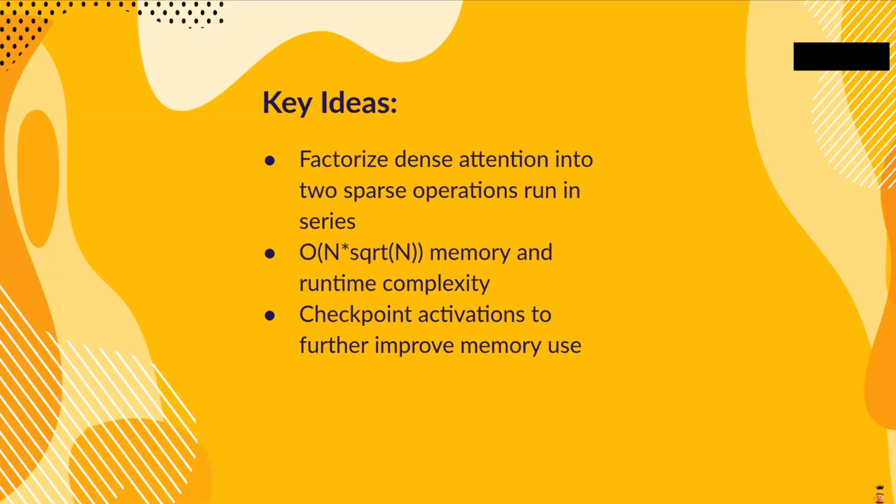So the key ideas expressed in this paper are that we can factorize dense attention into 2 sparse operations that we run in series and still hypothetically allow for attention between any 2 tokens. We get O(n times square root n) memory and runtime complexity. So we've gained a factor of square root n. And if our n is something like 8096, this is pretty significant. This is something like a factor of 90. And we can checkpoint activations to further improve our memory use and scale out to even longer sequences. Memory use is very frequently the bottleneck when we're dealing with very long sequences.